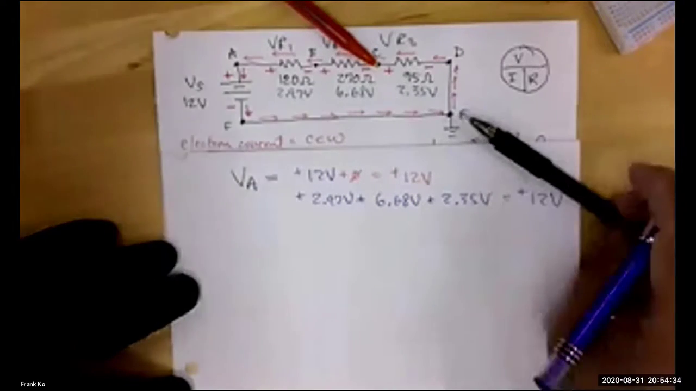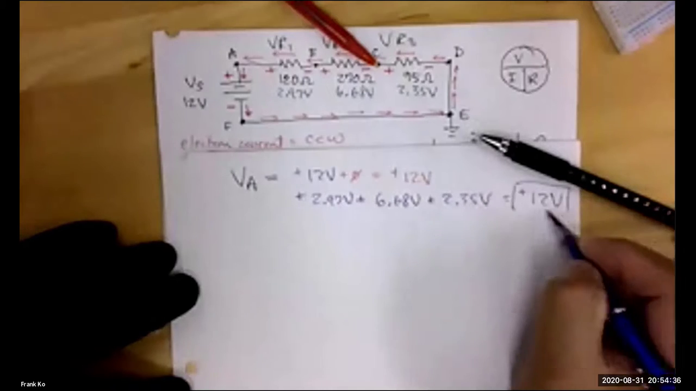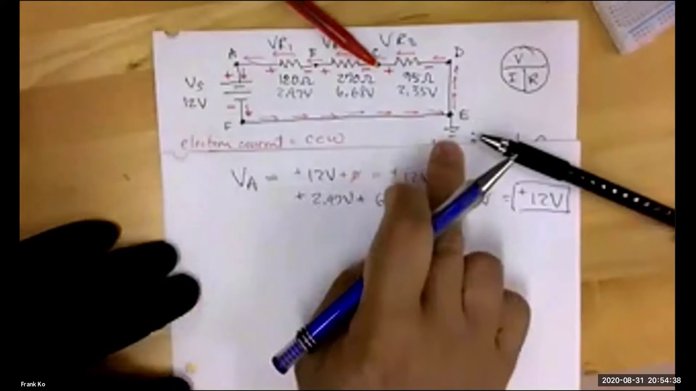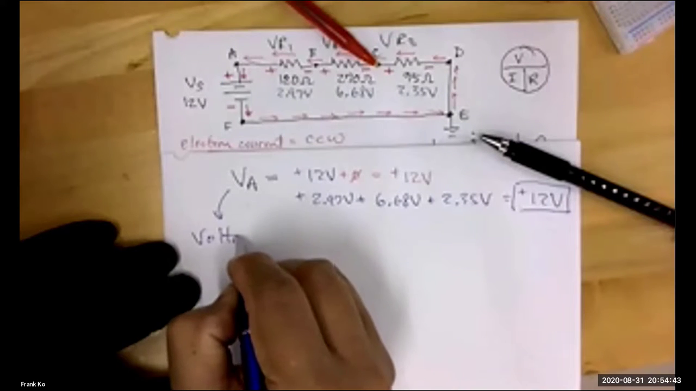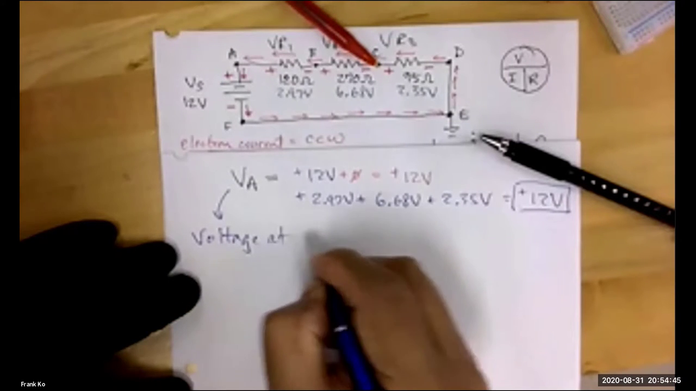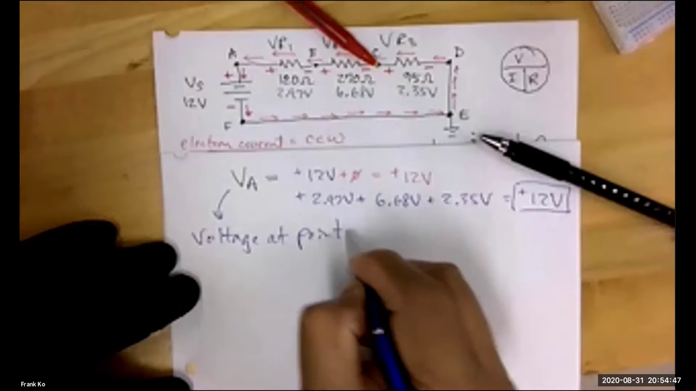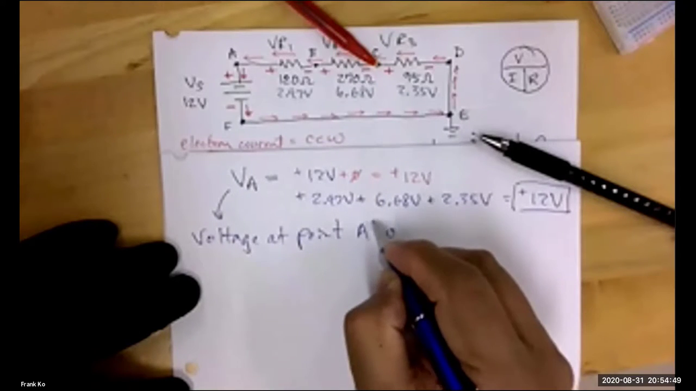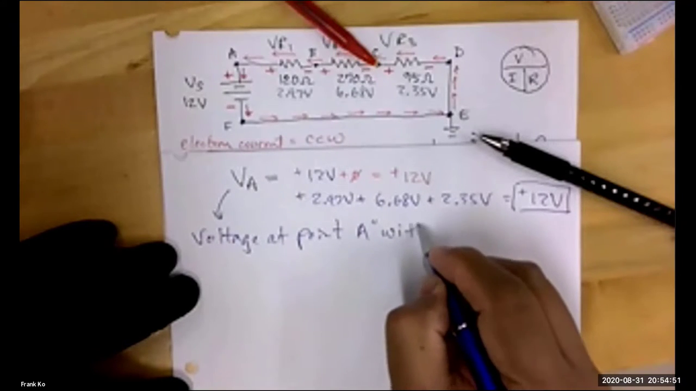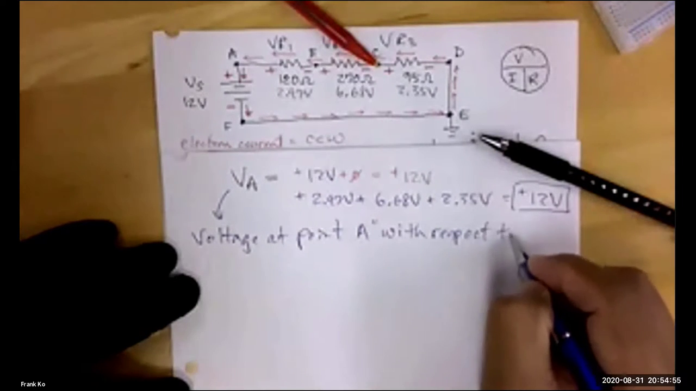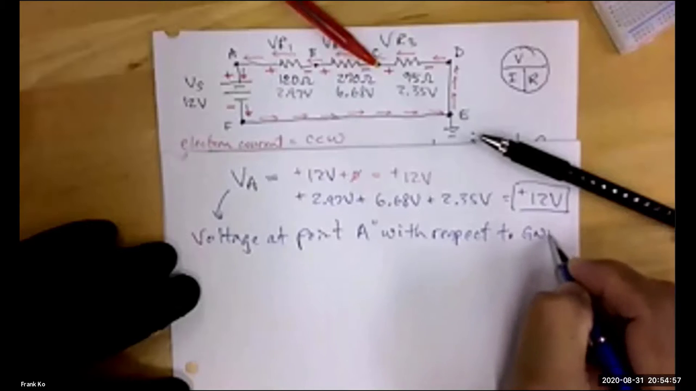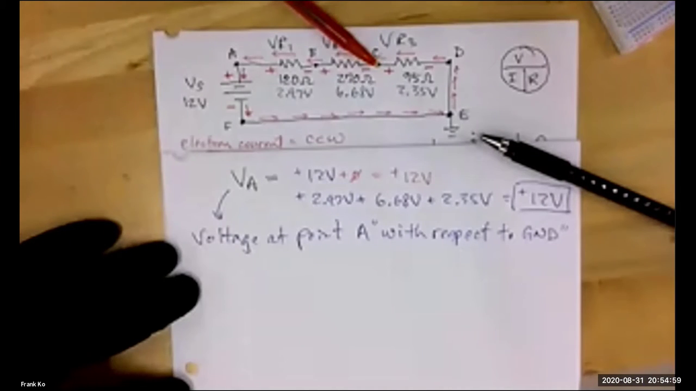So do I have a definitive value for VA with respect to ground? And I read it this way. This is read as voltage at point A, and this is a phrase we often use, with respect to ground. GND is my abbreviation for ground. Everybody okay with that? With respect to ground.